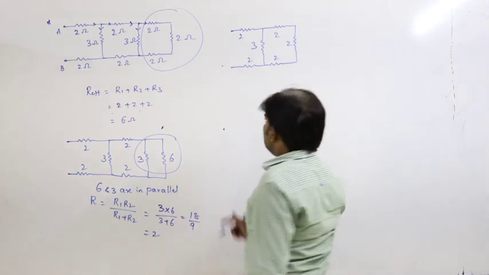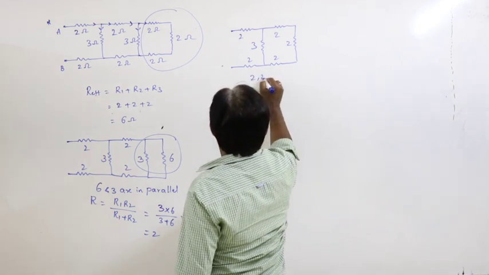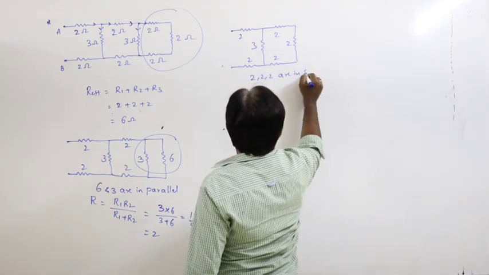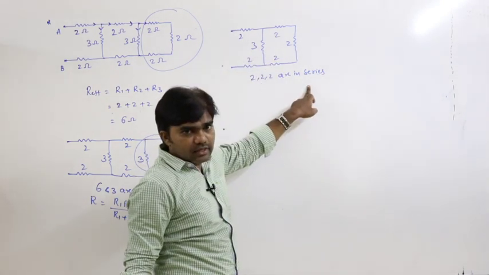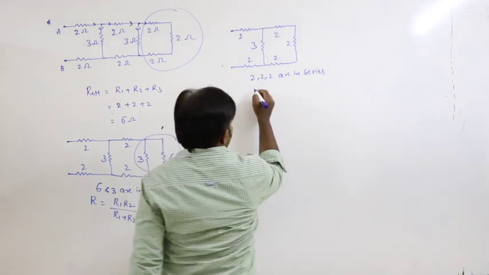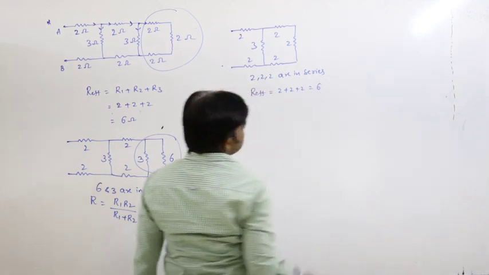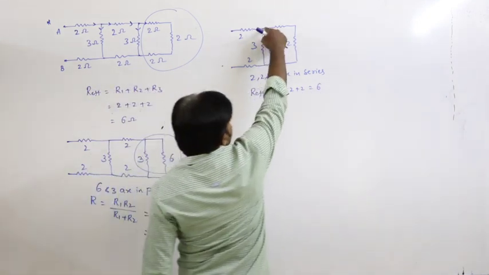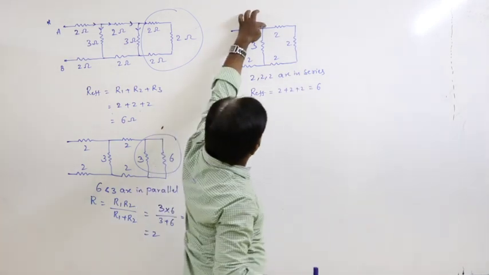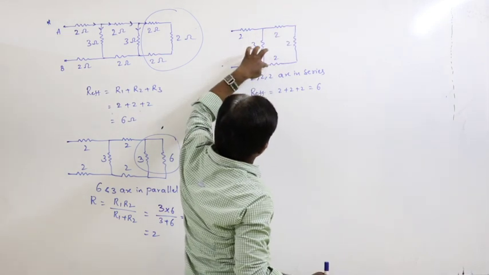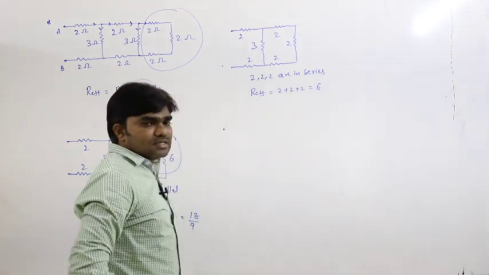Now here the situation again, these 2, 2, 2 are in series. So effective resistance is 2 plus 2 plus 2, again that is 6. Because the same amount of current, there is no junction, there is no division of current. So from this point onwards, the same amount of current passes through this. Therefore R effective is equal to 6.